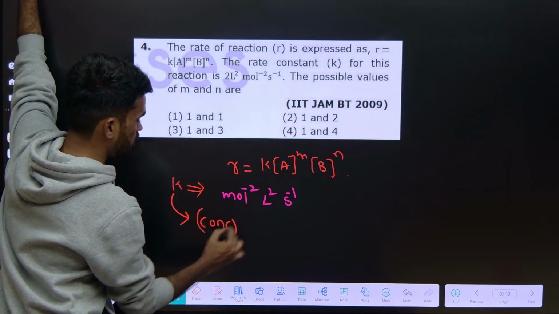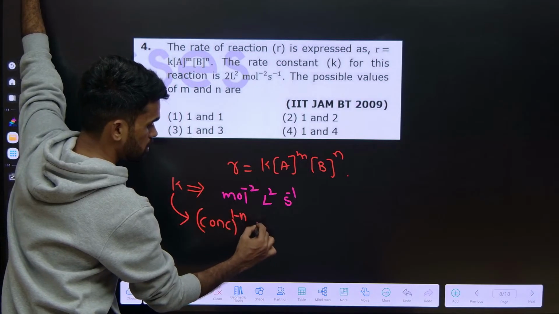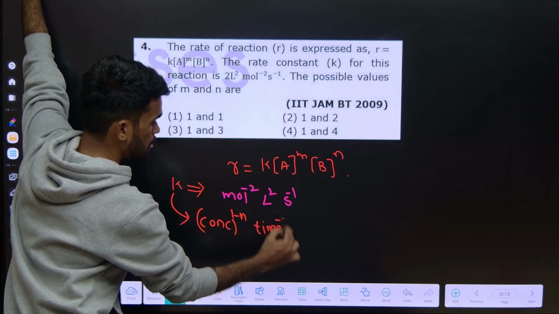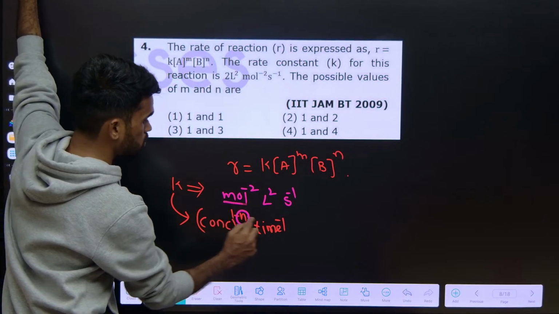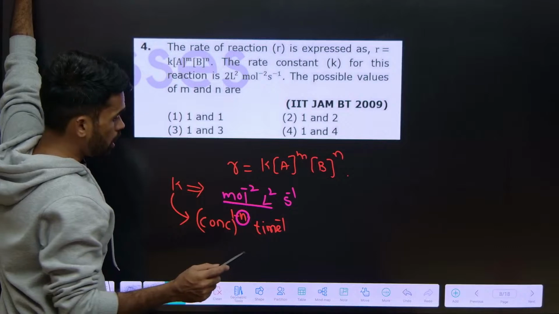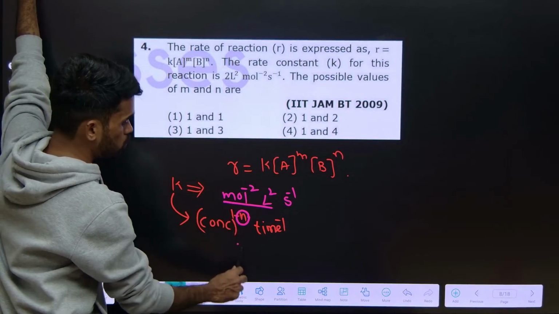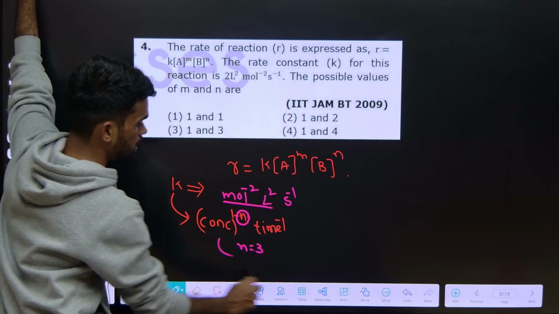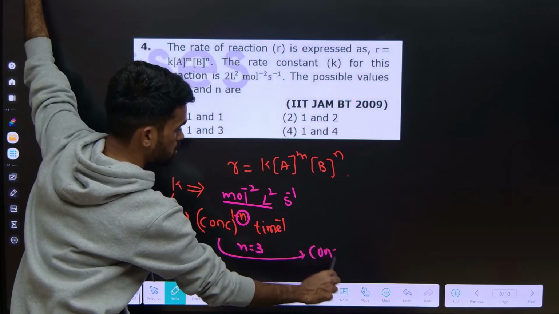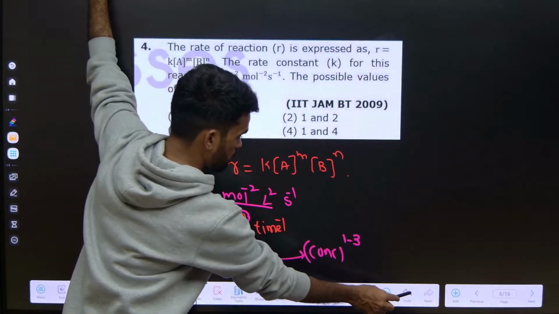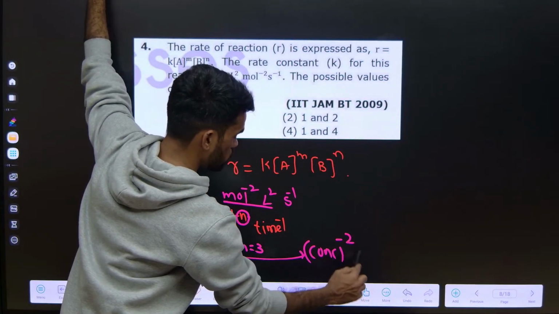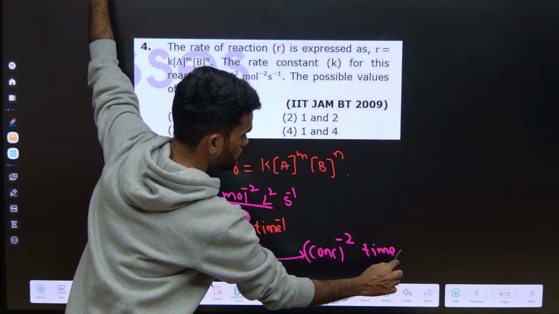Concentration to the power 1 minus n, time inverse, I have given right now. So what is the value of n here I can place, so that it becomes units like this? Okay, how simple it is? So by placing n equals 3, you will get concentration to the power 1 minus 3, that is nothing but minus 2, and a time inverse. So that's it, time inverse.